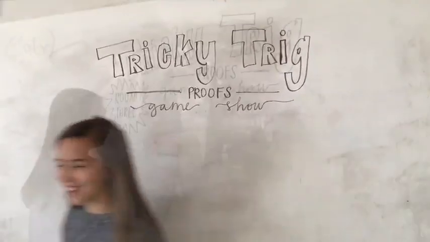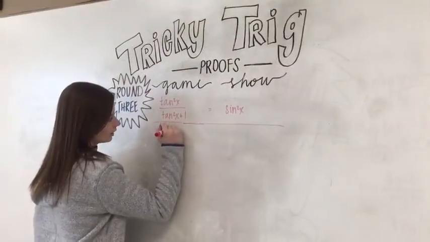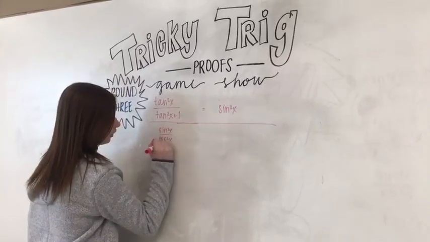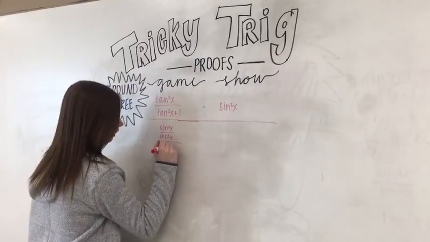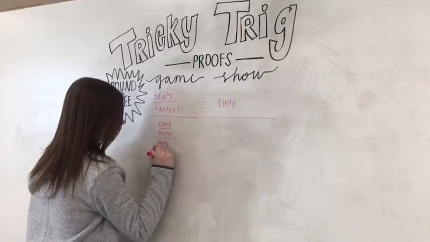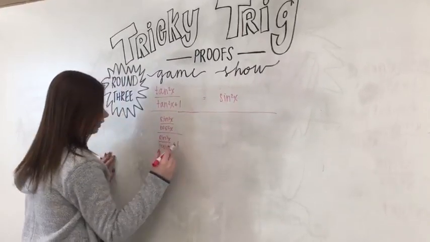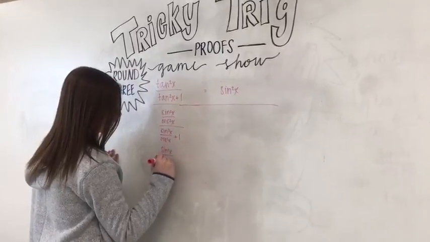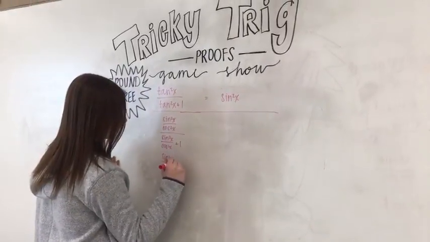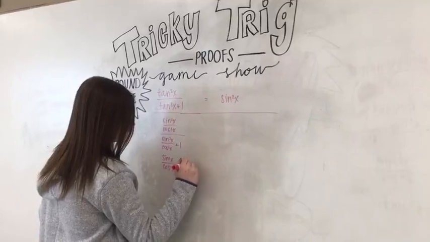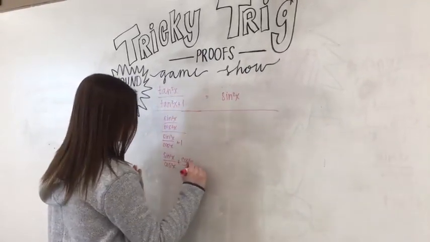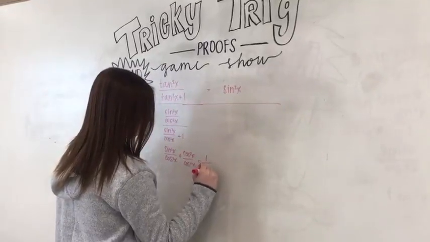Round 3. I'm going to change tan squared x to sine squared x over cosine squared x. I'm going to put that over sine squared x over cosine squared x plus 1. For this denominator, you're going to have to add 1, so just change it to the same denominator, making it sine squared x over cosine squared x plus cosine squared x over cosine squared x. Sine squared x plus cosine squared x is 1, over cosine squared x.